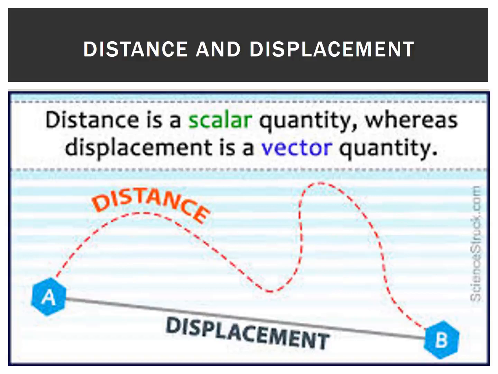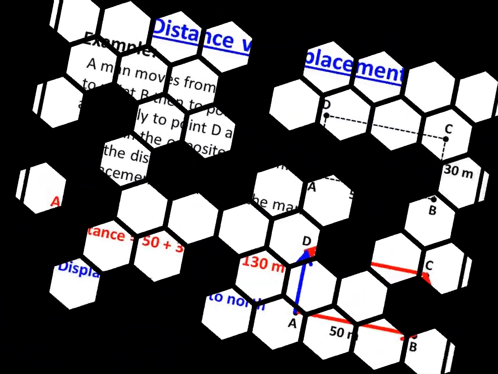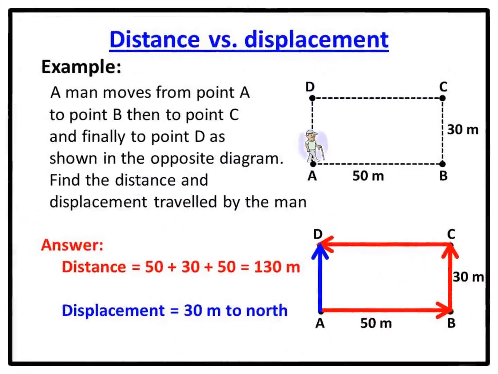Okay children, what is distance and what is displacement? See the picture. A man moves from a point A. See, there is a man with a stick. That man moves from point A to point B, then goes to point C, and then goes to point D. A to B, B to C, C to D. That man is moving. Now you are asked to find the distance and displacement travelled.